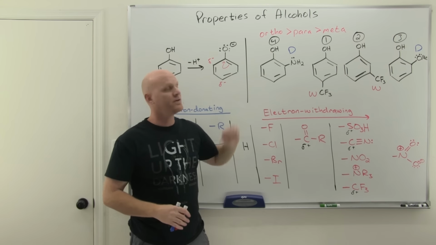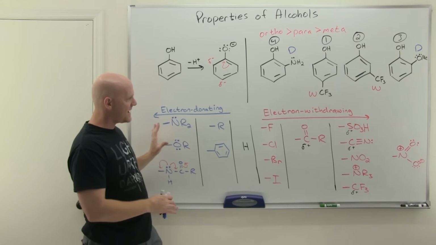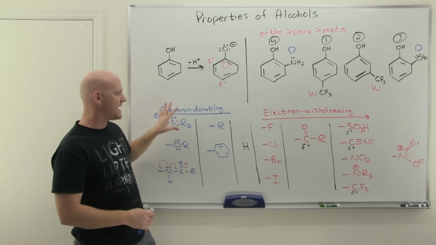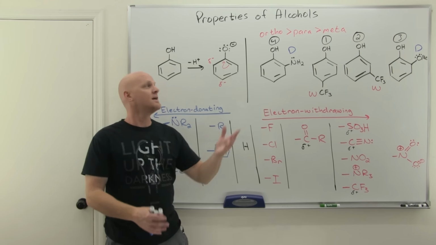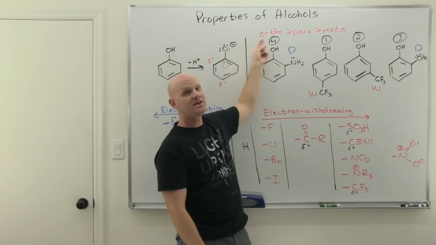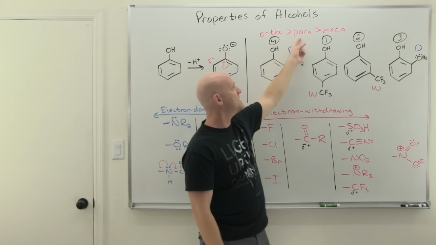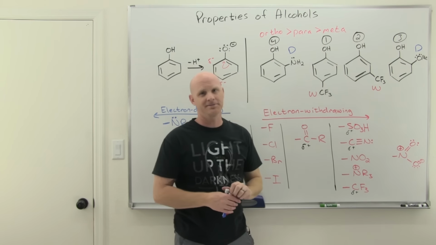Again, label your donating and withdrawing groups, have an idea of where they lie in relative strength, and then also consider your biggest impact, whether it be the biggest increase or decrease, at the ortho position, then para, then meta.